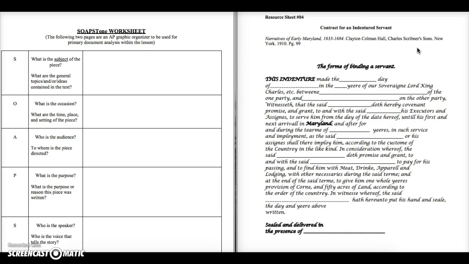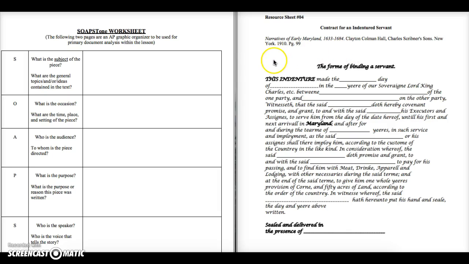of the country in the like kind, in consideration whereof the said blank doth promise and grant to and with the said of blank to pay for his passing and to find him with meat, drink, apparel, and lodging, with other necessities during the said term, and at the end of said term to give him 1 whole year's provision of corn and 50 acres of land, according to the custom of the country. In witness whereof the said blank hath hereunto put his hand and seal the day and year above. Then it be signed and delivered in the presence of a third impartial party.